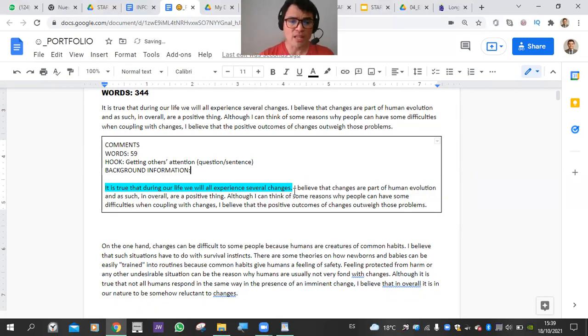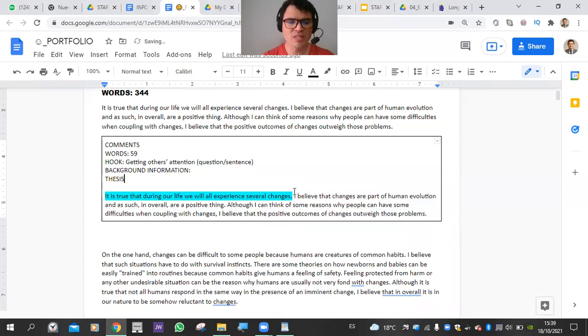Well, before we do that, let's identify the thesis. What is the thesis statement? Well, the thesis statement is the key sentence in the whole essay. It is the most important sentence in your introduction because it is going to tell you what the whole essay is about. So let's start by identifying the thesis.